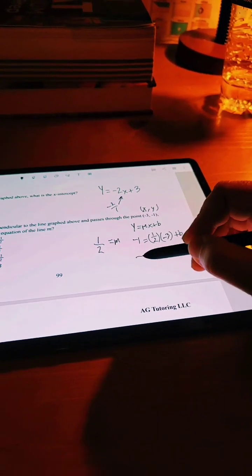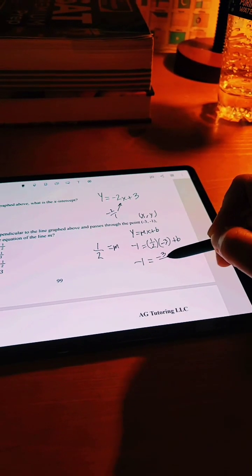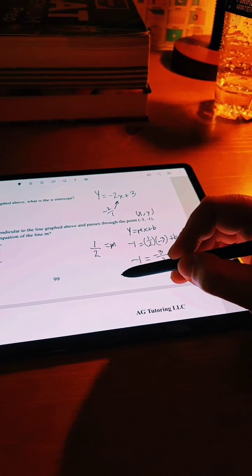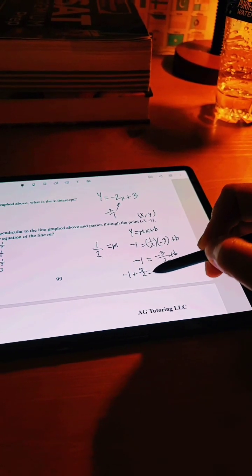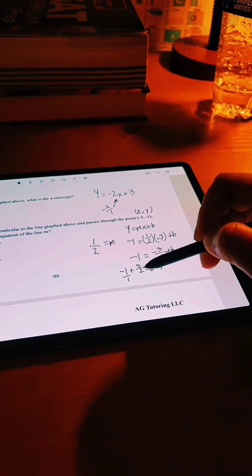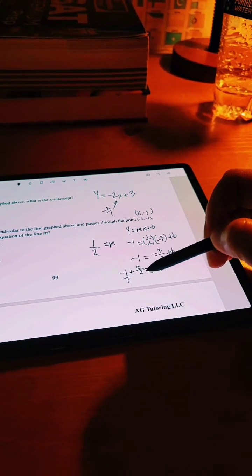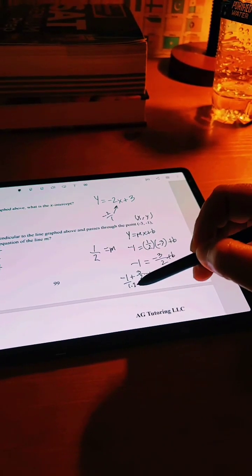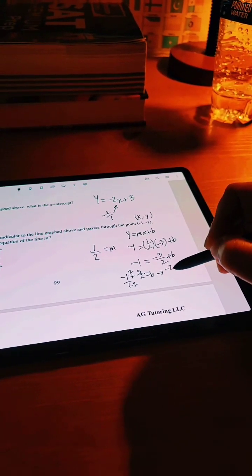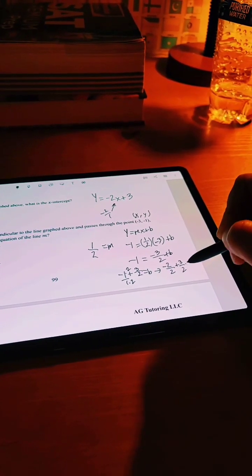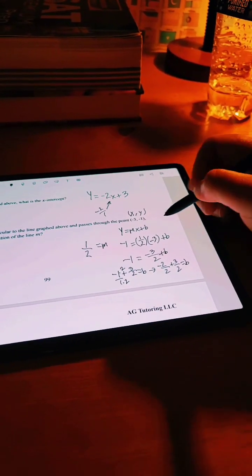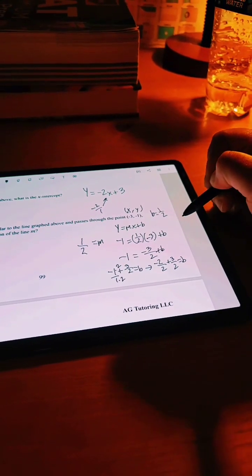So let's do that. So we're going to have negative 1 is equal to negative 3 halves. When I multiply that, I get negative 3 halves plus b. Then I'm going to add 3 halves to each side. So now I have negative 1 plus 3 halves is equal to b. Now remember, if we're working with fractions and we're adding or subtracting, we need to have the same denominator. So I'm going to multiply by 2 here on top and bottom to get that same denominator of 2. So that's going to be negative 2 over 2 plus 3 halves equals b. And then that's just going to be 1 over 2 equaling b. So b is equal to 1/2.